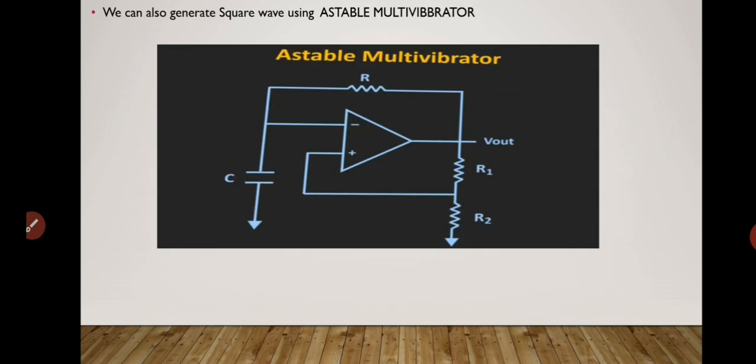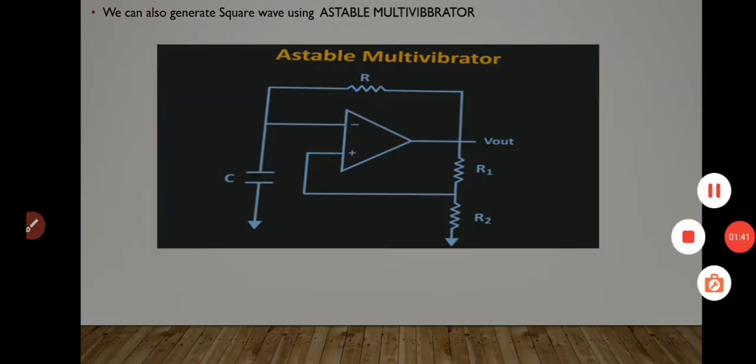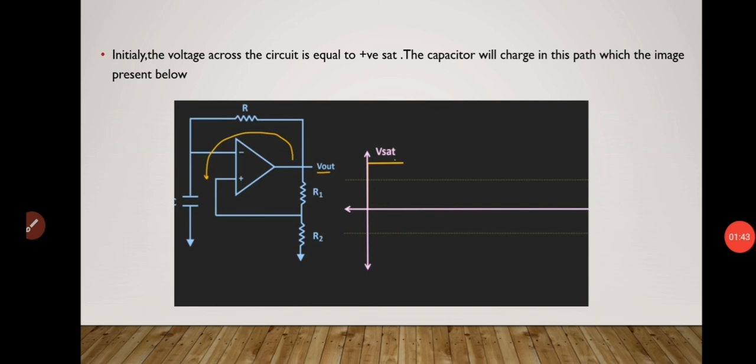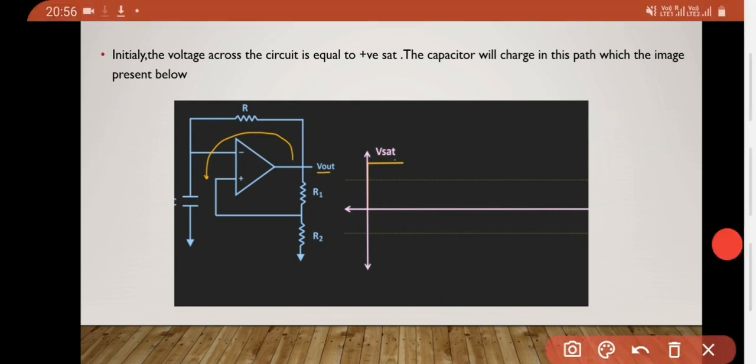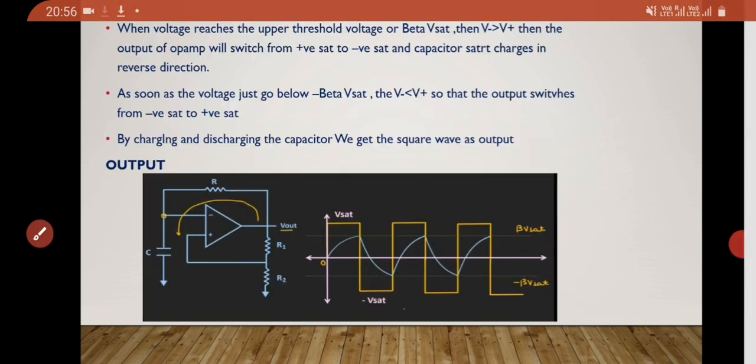We can also generate square waves using an astable multivibrator. Initially, we have to assume that the voltage across the circuit is equal to positive saturation. The capacitor will charge in this path. I will show that in this path, and also in this waveform, the capacitor charging this way. When the voltage reaches the upper threshold voltage, beta V sat, then the voltage at the inverting terminal is greater than the voltage at the non-inverting terminal.